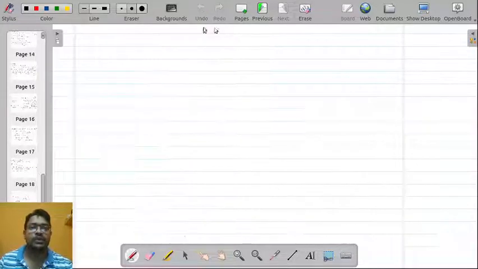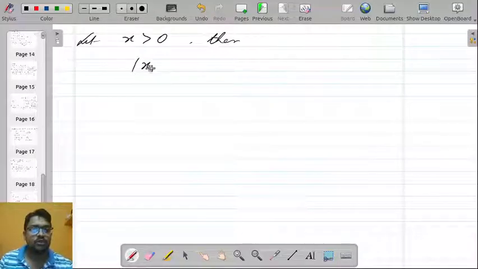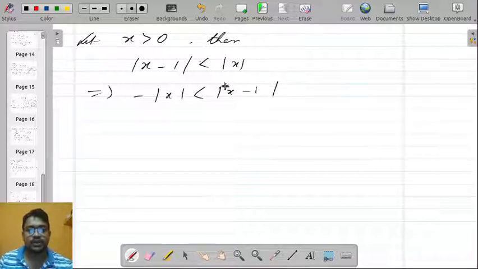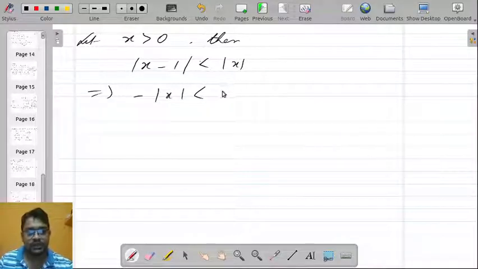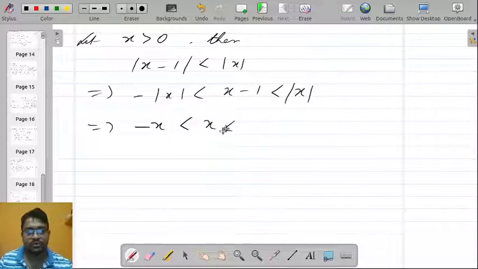Okay, so we are left with only one case. Let x be greater than 0. Then mod of x minus 1 less than mod x will imply that minus mod x is less than x minus 1, which is less than mod x. But mod x is x if x is greater than 0. So it's minus x less than x minus 1 less than x.